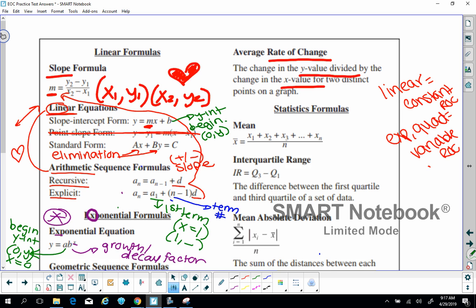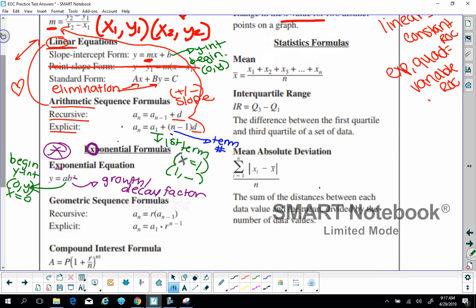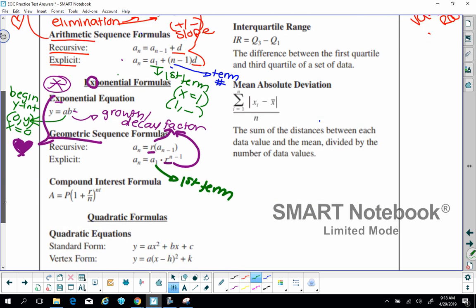Geometric and exponential are next to each other because they are the same. So exponential and geometric, they're besties because they are the same. So if they're looking at geometric, they're talking about exponential functions. Again, all you're filling in this time is your r. So your r is the same as your b, it's your growth or decay factor. So what's being multiplied over and over again. Your a1 again is your first term. You're just plugging in what you know. Compound interest, we'll skip that one for now.